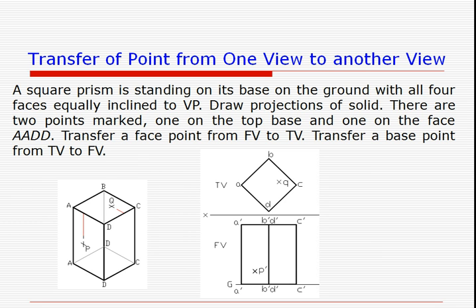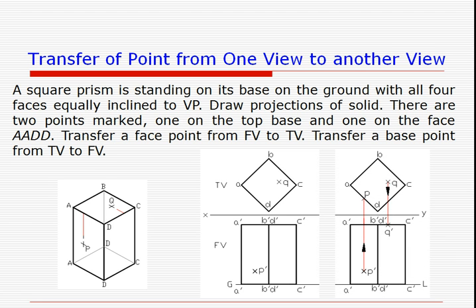So starting with P dash, we will draw a vertical line upwards, and it will meet AD. That is how you will get the point P in the top view. And for Q, where the top view was available, you draw the vertical line, and where it meets the top base in the front view, that point gives us the front view of the point Q, whose top view was given.